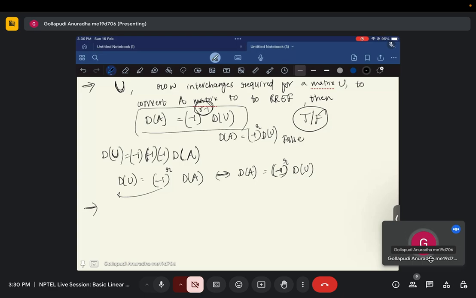So next question: for E an elementary matrix, prove the inverse of that. Yeah, try to prove this. Take a couple of minutes and try to prove this.